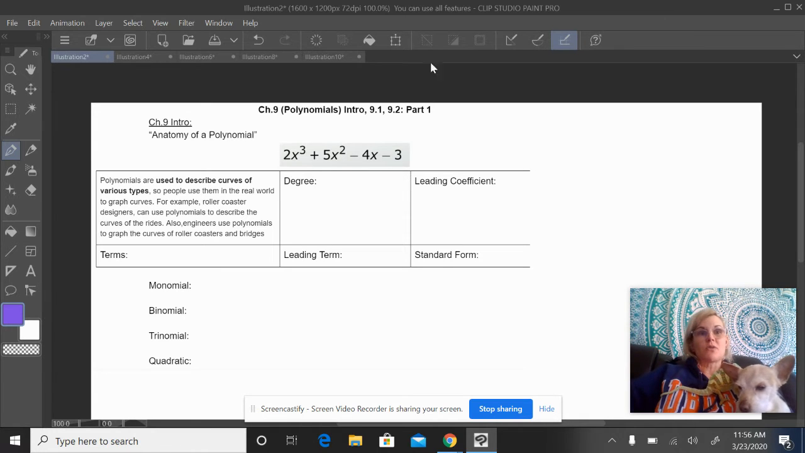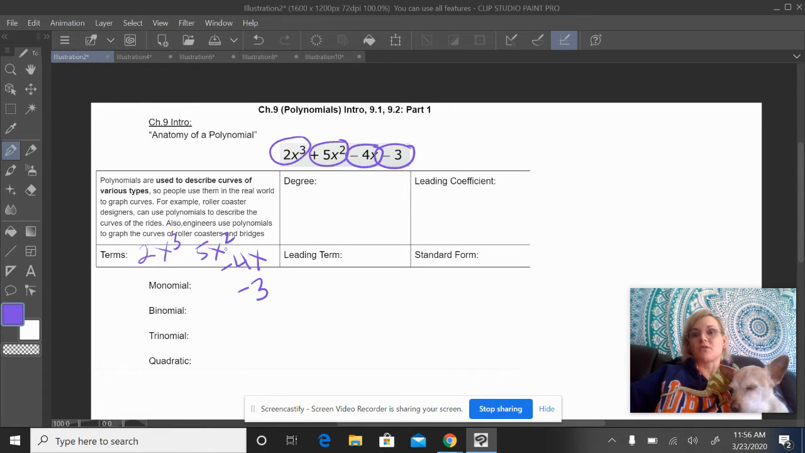Okay, so this is a polynomial. This is what it looks like. It's put together with addition or subtraction, but when we talk about the terms, we say that this is a term, positive 2x cubed. This is a term, positive 5x squared. And this is a term, negative 4x. Make sure that you see that it's a negative 4x, and this is a negative 3. So that polynomial has 4 terms.